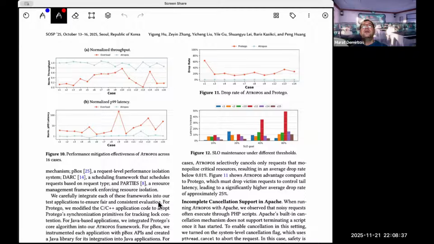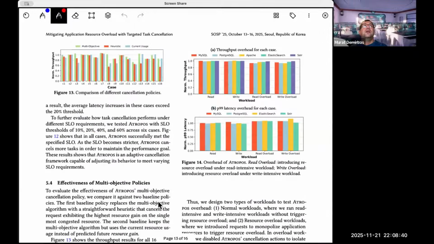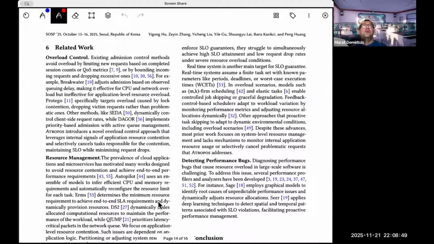SLO maintenance under different thresholds. Overhead of Atropos. It's cool. This is open source, or well, they don't have much, right? They just say the detection, I guess, that instrumentation could be a small library that they give, but then you do it with this, and the algorithm is there.